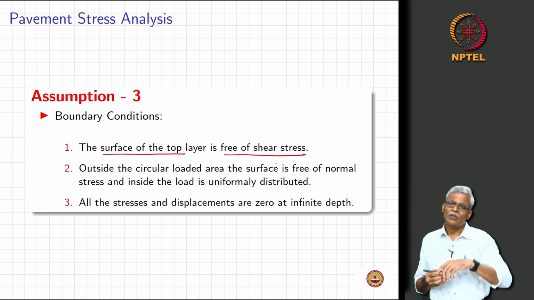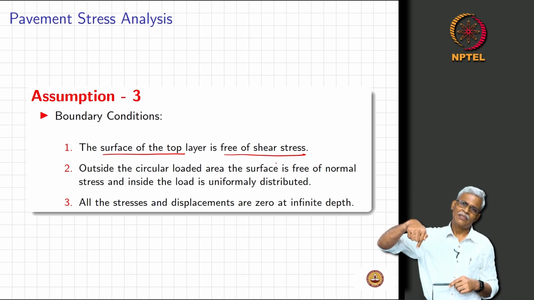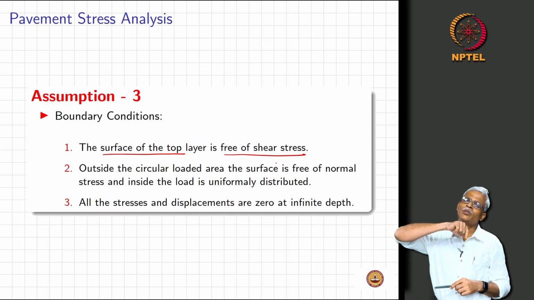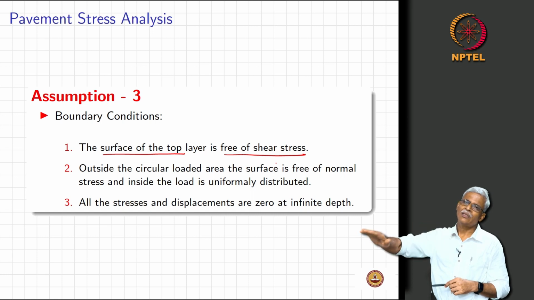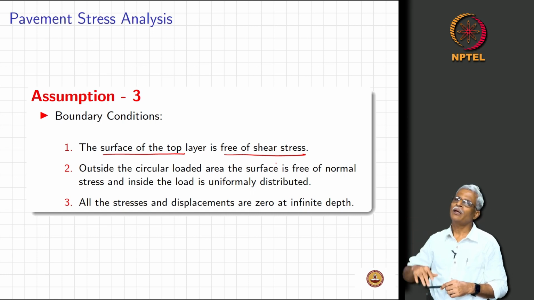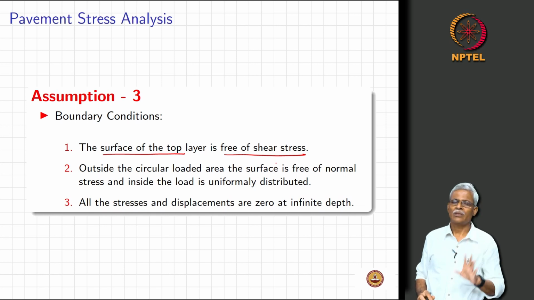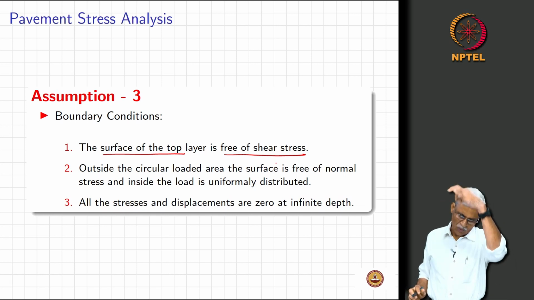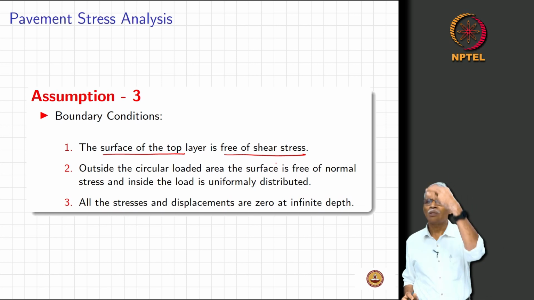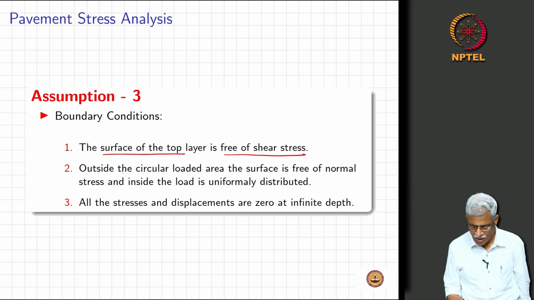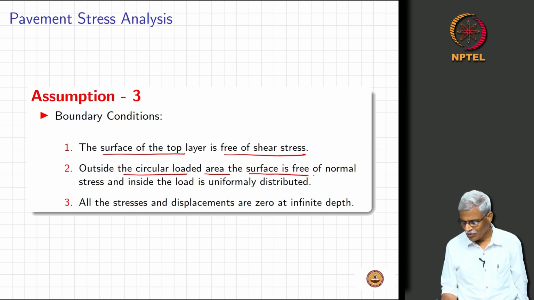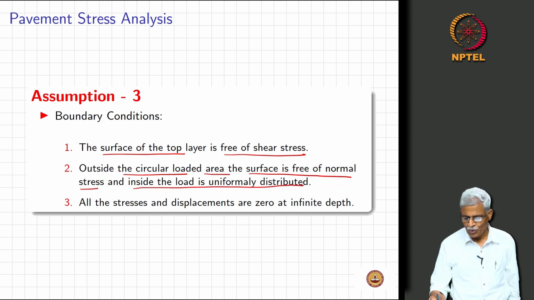There is going to be a load that is applied in the vertical direction. There is also a possibility of load being applied in the horizontal direction when you are decelerating, accelerating, braking and all those things. We are not going to consider any of those things. There is going to be only one vertical load that is going to be applied. Now, the next thing is outside the circular loaded area, the surface is free of normal stress, and inside it is going to be uniformly distributed.